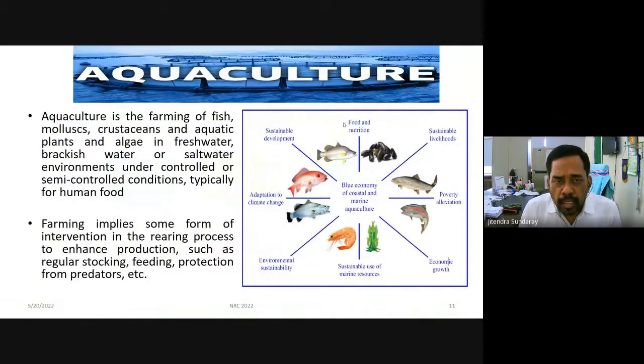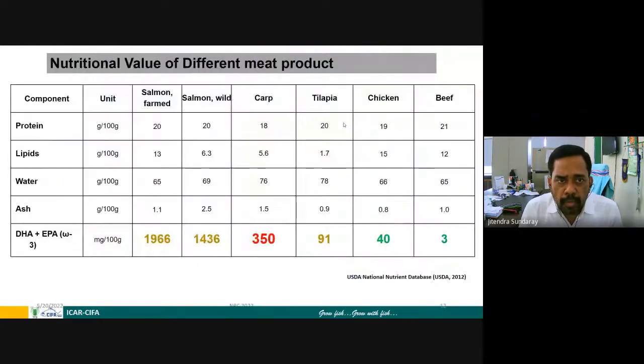So this is again, I don't want to talk much about aquaculture, but you can see the nutritional value of different meat products. Look at salmon oil, ham, carp, tilapia, chicken and beef. If you look at the essential fatty acids, you have the maximum in the fishes, so this is salmon, the carp or tilapia, and you have less in the chicken and the beef.